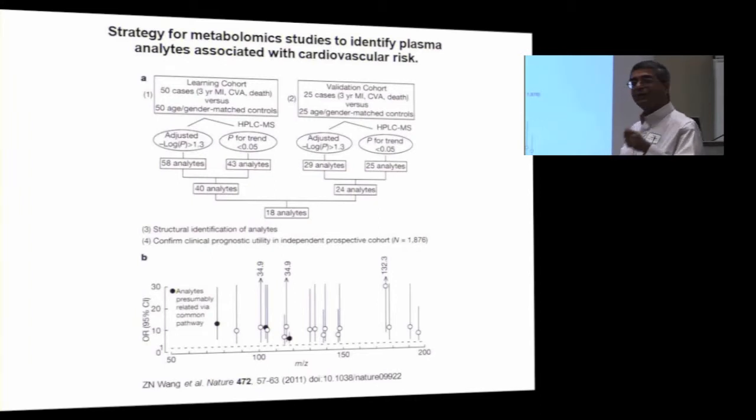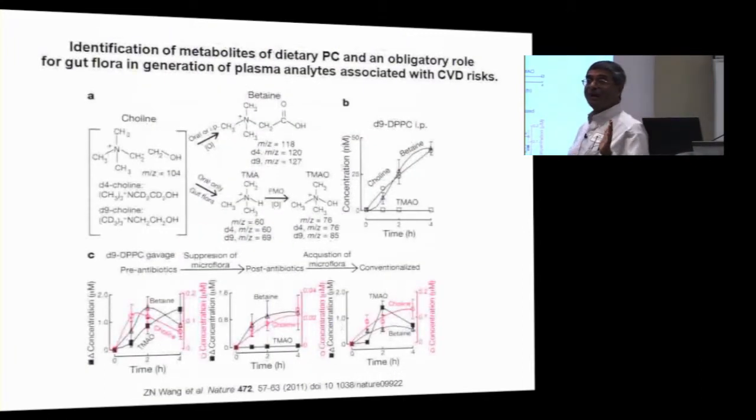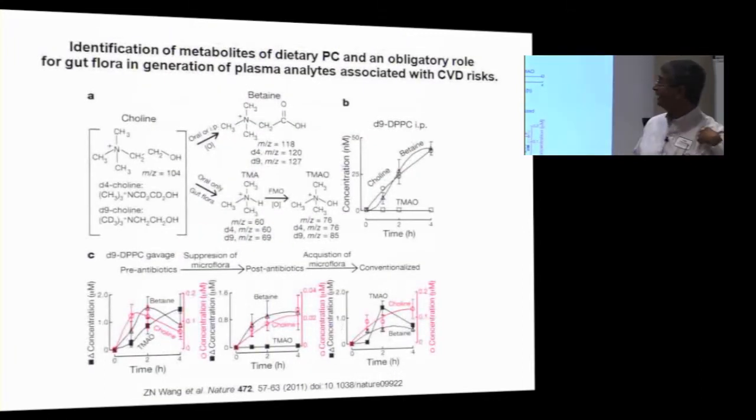Now, one of the neat, cool things they did was they looked at what the major correlations are and tried to understand whether the analytes were derived from the same pathway. That is quite an interesting way of dealing with this untargeted analysis. They came up with the choline-betaine-TMAO pathway. TMAO and betaine were markedly elevated in CVD patients.